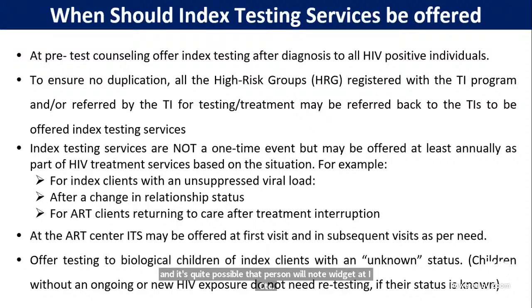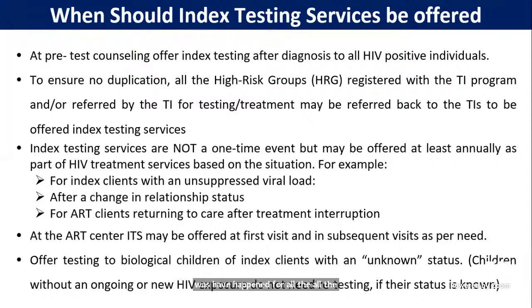So if something is missing from the steps of index testing services, the rest of the work can be taken up by the ART center. Apart from that, someone may already be registered with the ART center but not have viral load suppressed, or there is a change in relationship status, or the person was lost to follow up and returned. These are the conditions where the ART center needs to re-offer index testing, even if index testing was offered before and contacts were contacted and testing already happened for all the partners.